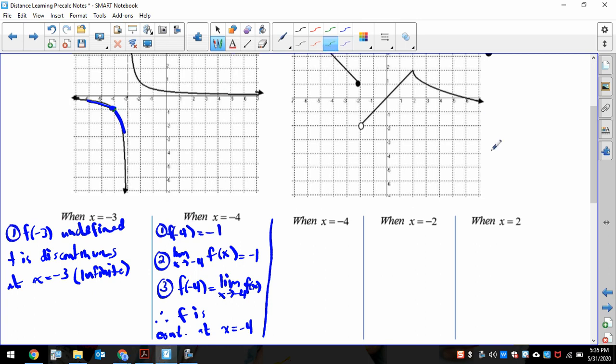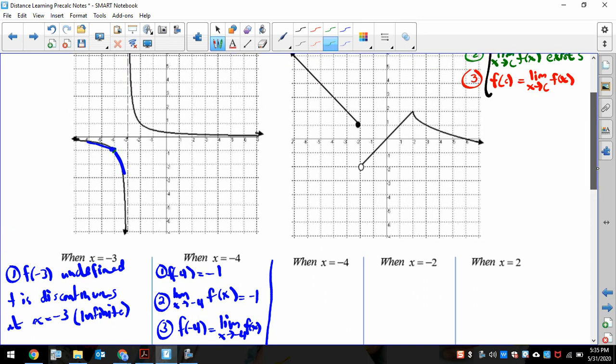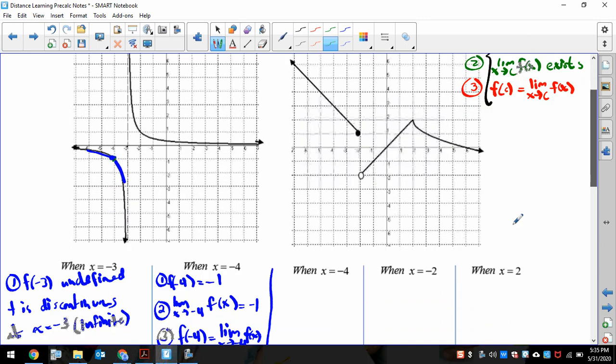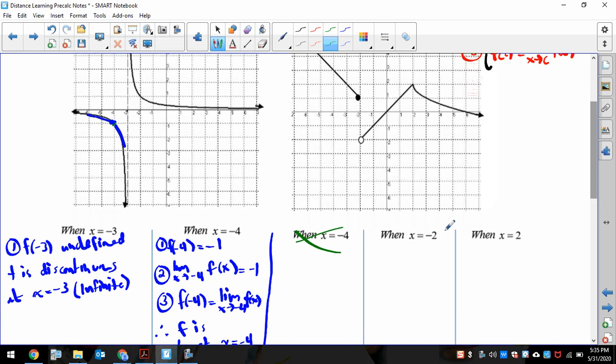And so we're doing the same thing for each x value. Maybe we'll remove one of these so that we're not redundant here. So let's see, -2, -4, and let's try 2. So let's get rid of -4 here, and we'll just do 2 and -2. So here's -2. f of -2 is defined. It's right here at 1, so it passes 1.